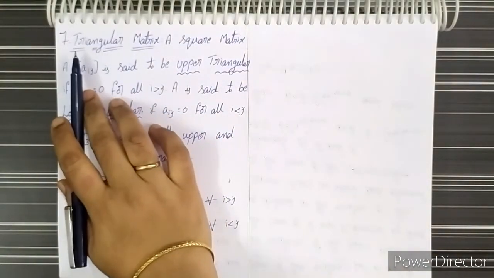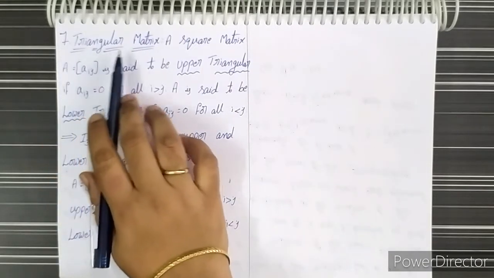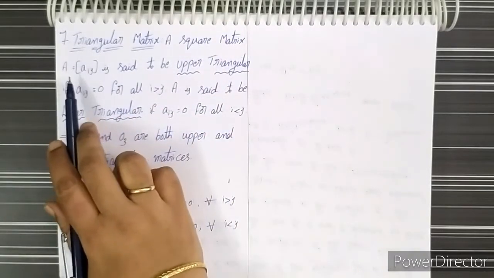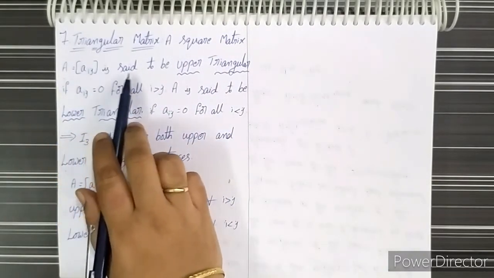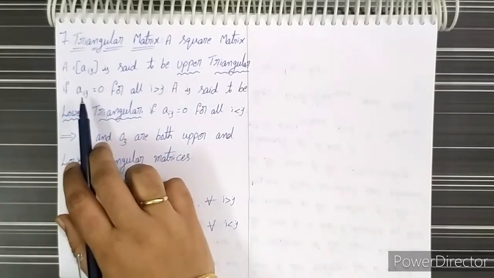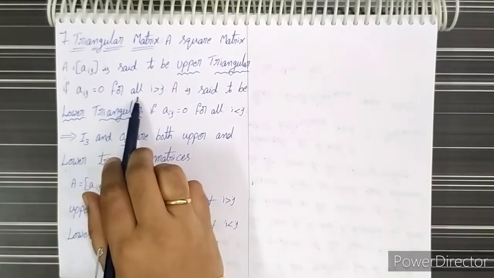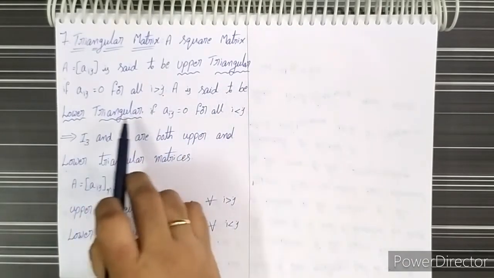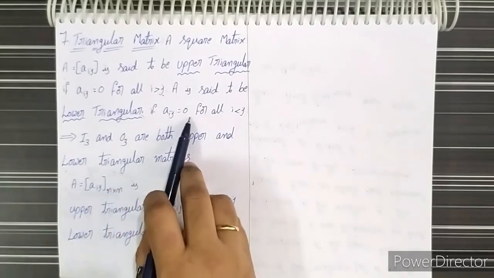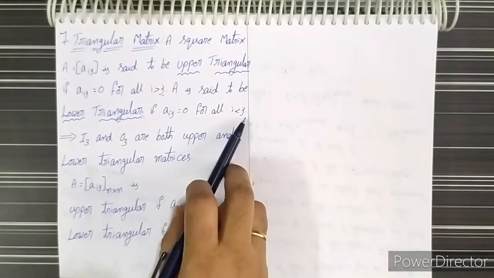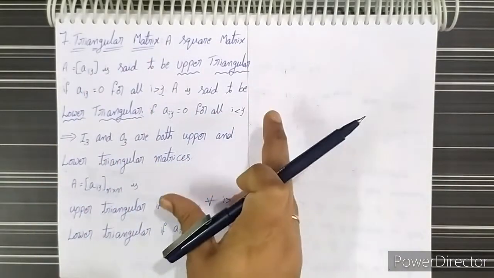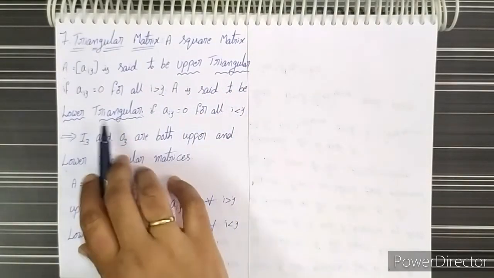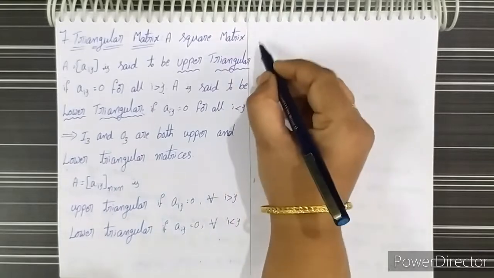The next type of matrix, the seventh one, is the triangular matrix. Triangular matrix means a square matrix A equal to [aij] is said to be upper triangular if aij equal to 0 for all i greater than j, and A is said to be lower triangular if aij equal to 0 for all i less than j. In triangular matrix, we have two sub-types, that are upper triangular matrix and lower triangular matrix. First we discuss upper triangular matrix.